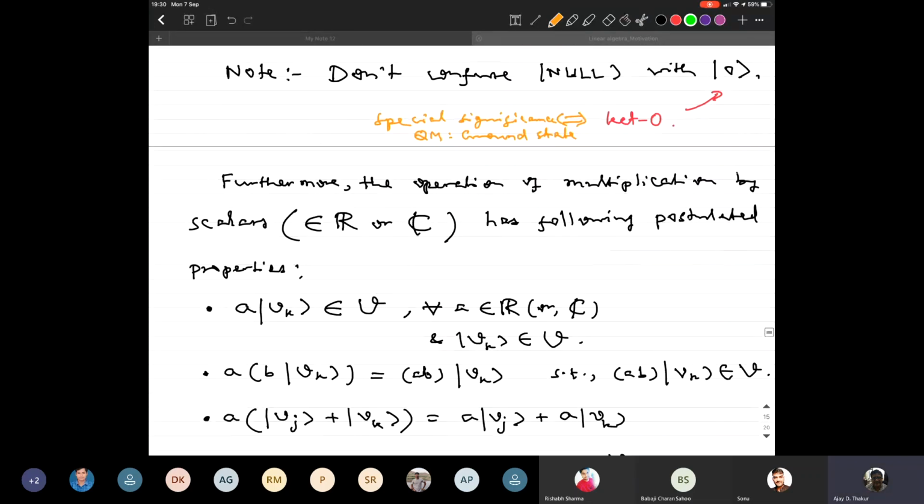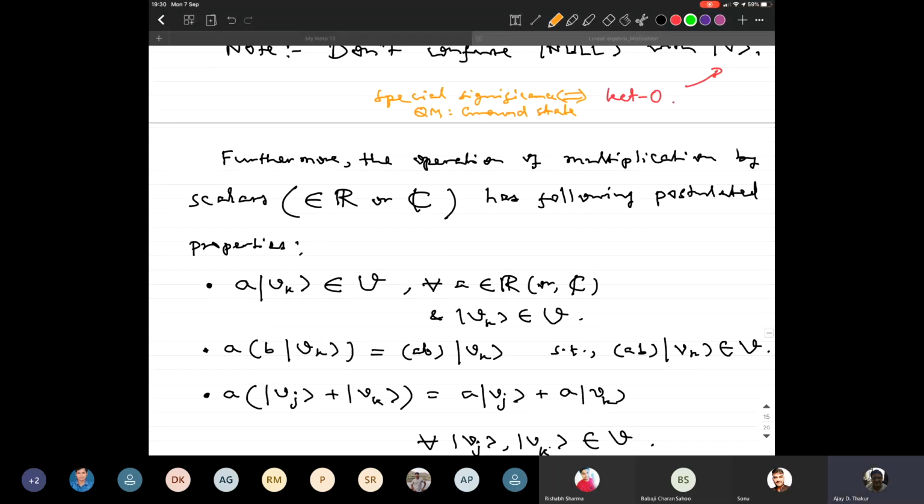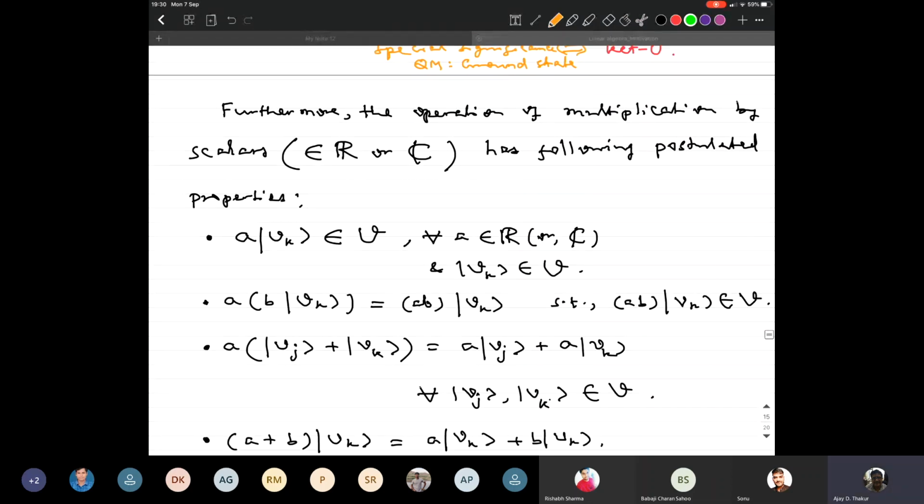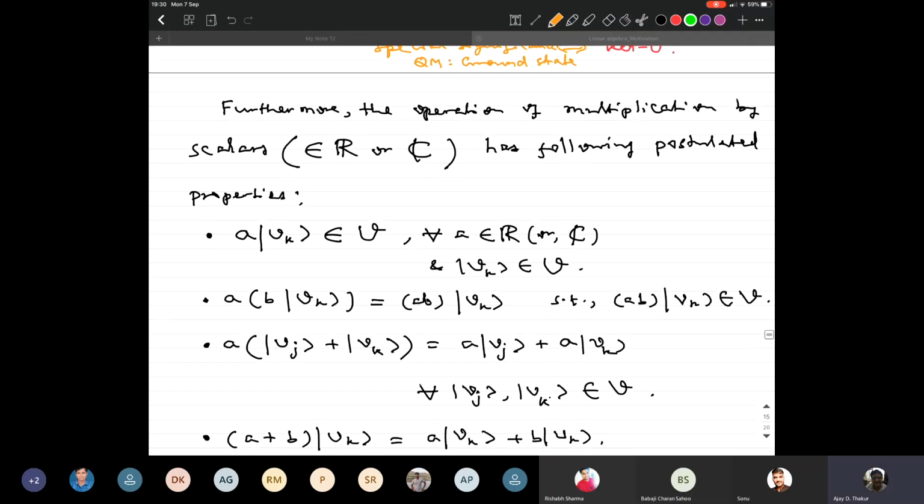So furthermore, there is also this operation of multiplication, under which the following properties must be satisfied if we say script V is a linear vector space. The first property is scaling. If you have a number, which we can call a scalar, either a real or a complex number, and you multiply a given ket vk by that number, then the product would still remain in the vector space script V.